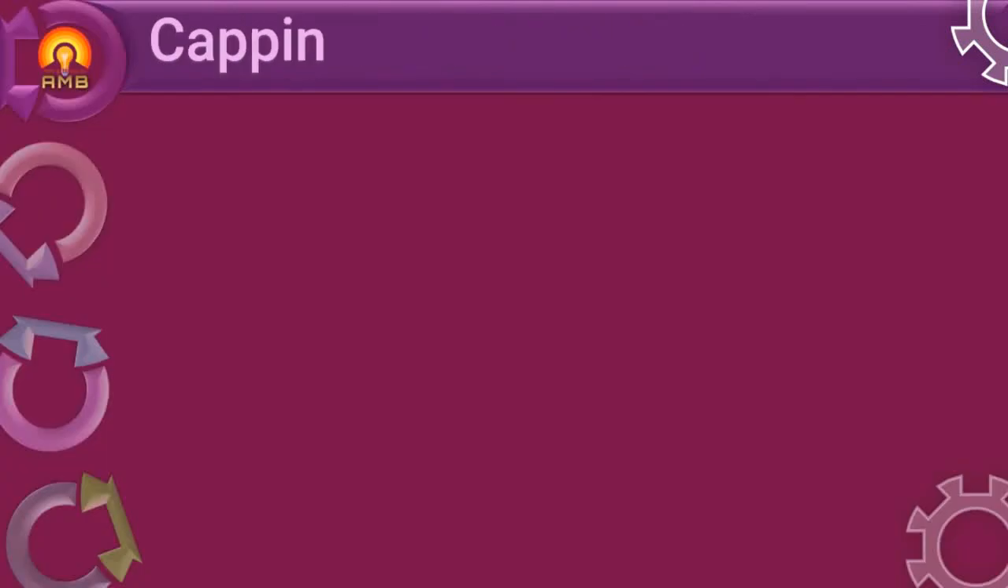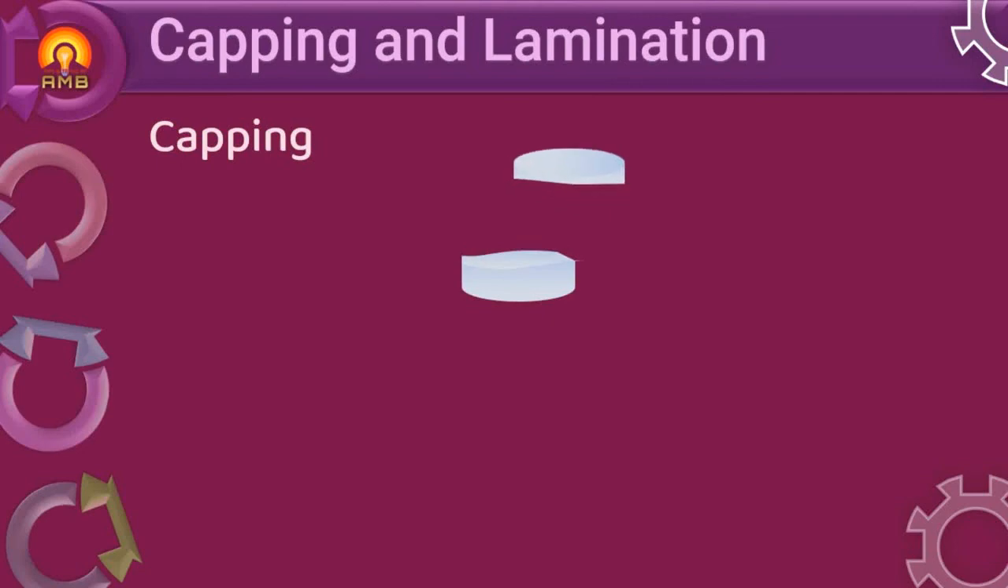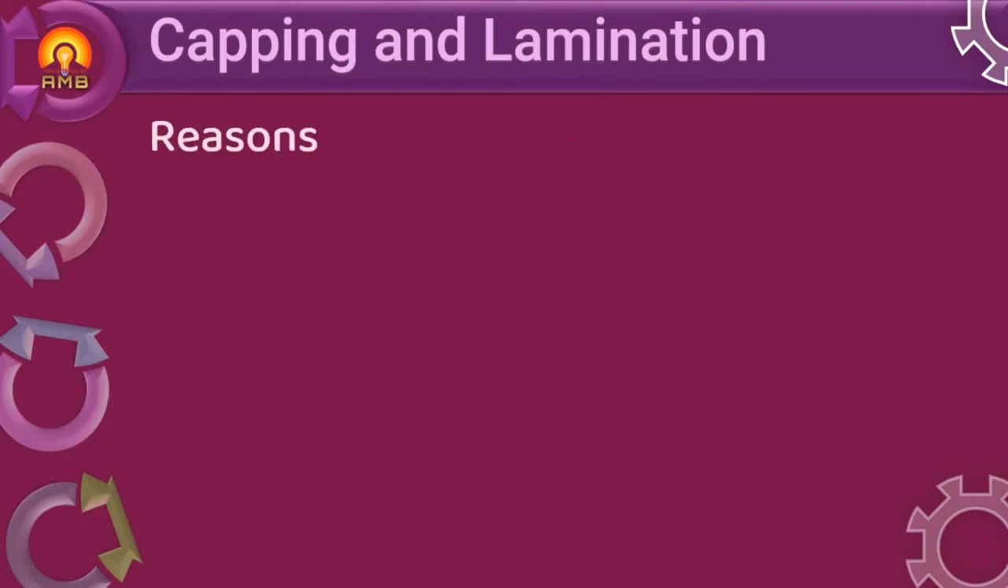First is capping and lamination. Capping is the partial or complete removal of the top or bottom portion of the tablet. Lamination is the separation of the tablet into 2 or 3 distinct layers. Let's discuss the reasons behind capping and lamination.